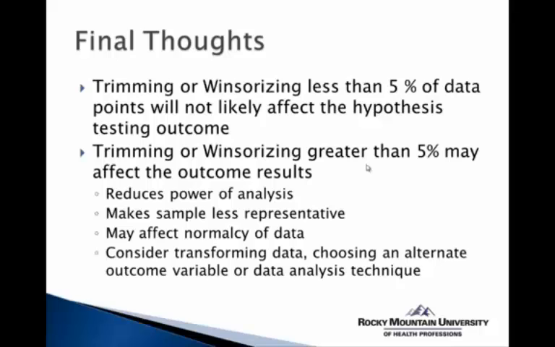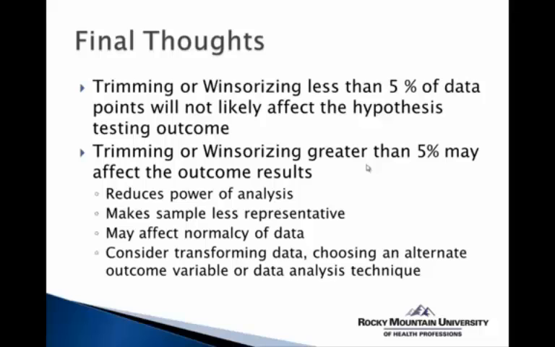So when we have those situations in which we've got greater than 5% that we feel like we need to trim or Winsorize, we probably want to avoid that for the 3 reasons that I stated. And we might want to consider transforming the data in some way, converting it to a different kind of alternate outcome variable. Instead of reporting pounds of weight loss, we might report percentage of weight loss. We might consider transforming the data using a method called bootstrapping, or we might have to use an alternative data analysis technique. Instead of using parametric data analysis, we might have to use a non-parametric data analysis technique.